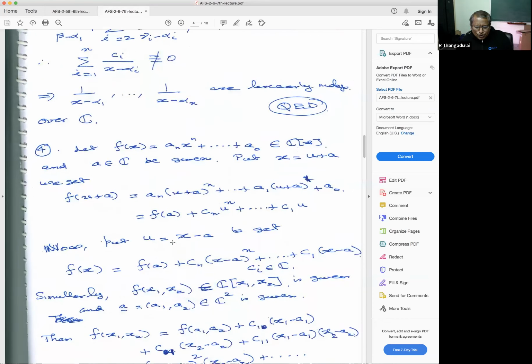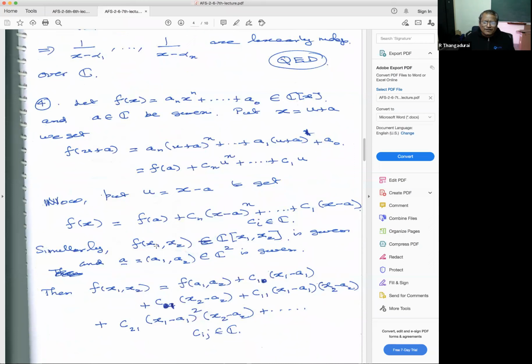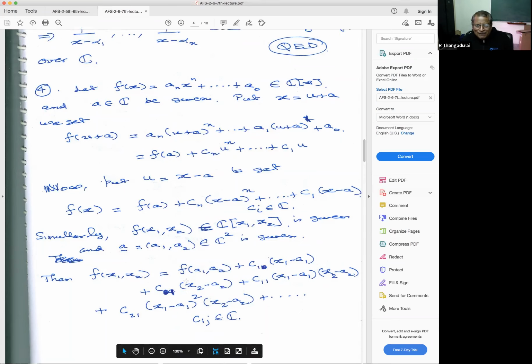The same thing is true, there is nothing special with respect to only one variable. Even in two variables, if you take f of x1, x2 inside the polynomial ring, and a is a given point in C2, a1, a2, the first coordinate and second coordinate, then we can write f of x1, x2 the same way by plugging in x1 equal to u1 plus a1 and x2 equal to u2 plus a2, where u equals u1 comma u2.